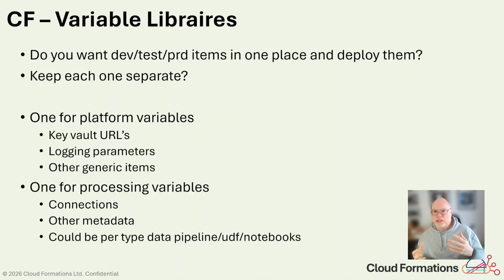Do you want to have one massive variable library? I would recommend having one for platform variables and one for processing variables. You can have as many variable libraries as you want. You could have them service specific, one for notebooks, one for pipelines, one for something else. What we want to try and do is stop duplicating effort in various places. So yeah, one for platform variables that maybe pipelines and notebooks will use, and processing variables, database connections, something that your process will use in moving data around.